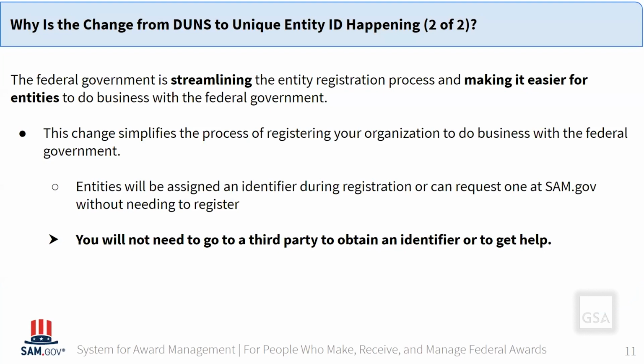Why are we changing? The federal government is streamlining the entity registration process and making it easier for entities to do business with the federal government. This change simplifies registering your organization, because entities will be assigned an identifier during registration, or can request one at sam.gov without needing to register. It's a single point of entry. Users don't need to go to a third party or an extra website. All of the requesting and information is within one system, sam.gov.